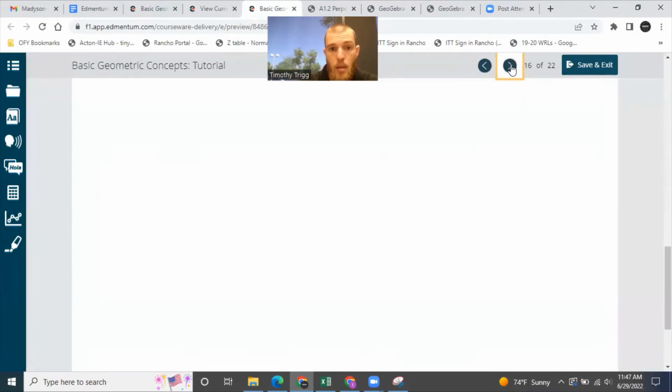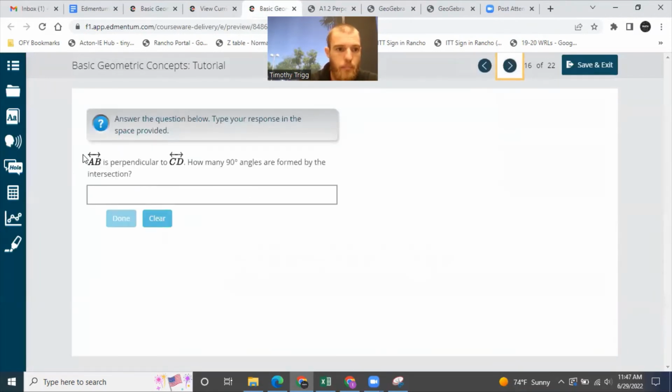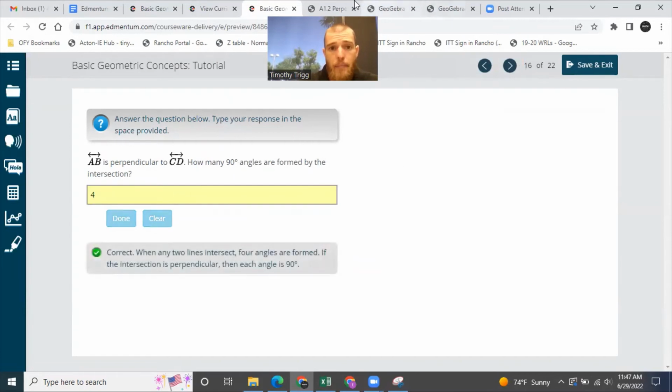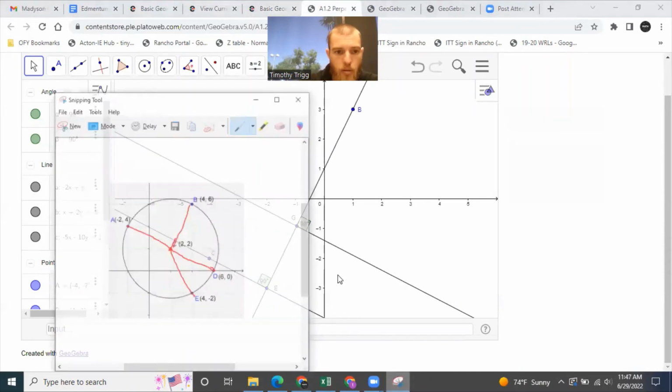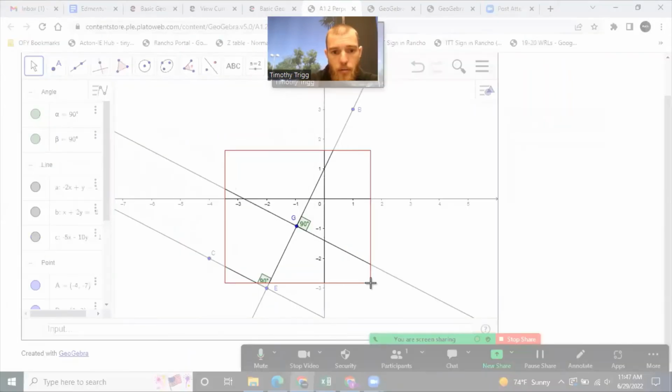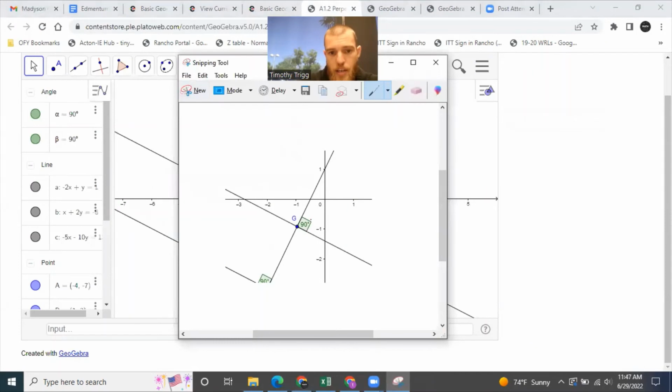Okay. Line AB is perpendicular to line CD. How many 90-degree angles are formed by the intersection? 4. Okay, so one thing to keep in mind, and I'm just going to go show you here. When two lines are perpendicular to each other, not only is there a 90-degree angle here, but there's a 90-degree angle here, a 90-degree angle here, and a 90-degree angle here.